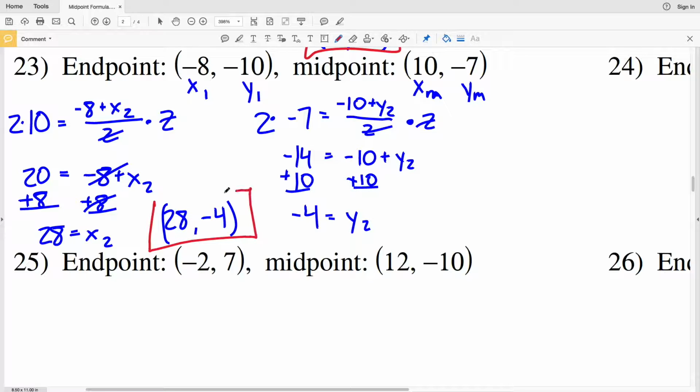And if you want to double check, feel free to plug in x sub 1 plus x sub 2, divide that by 2, and see if you get your x coordinate for your midpoint, and then add y sub 1 plus y sub 2 and divide that by 2 and see if you get negative 7. That's just one way to double check.